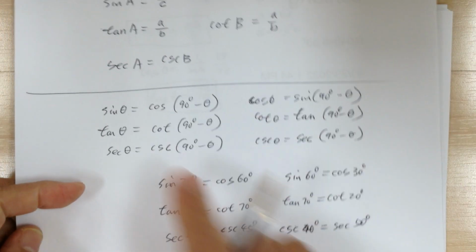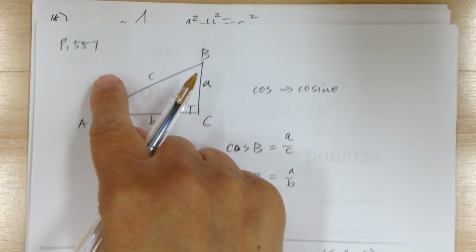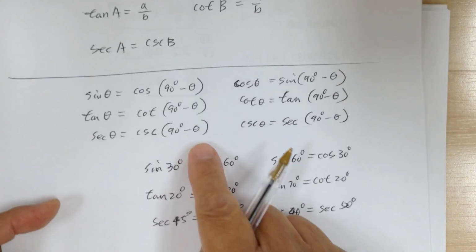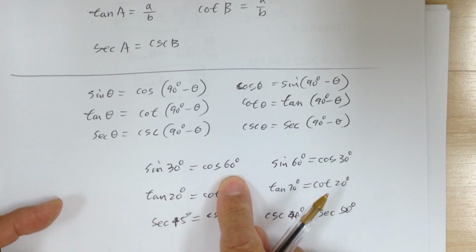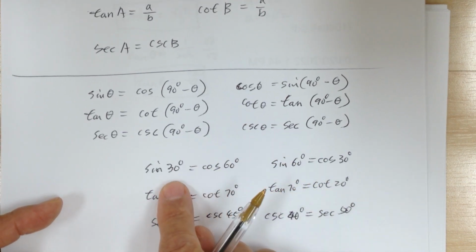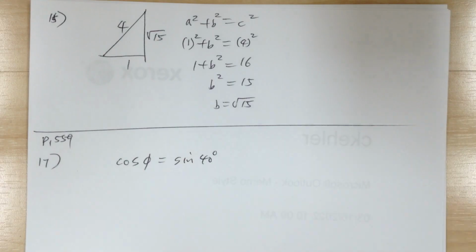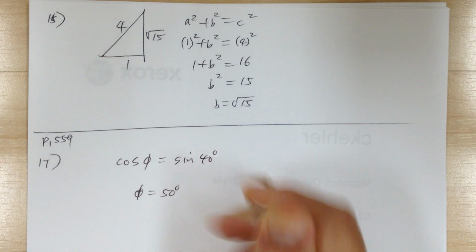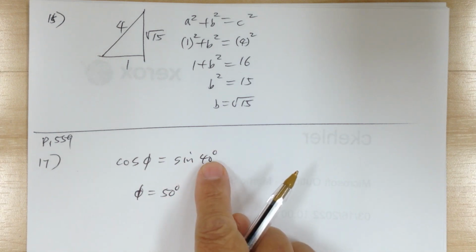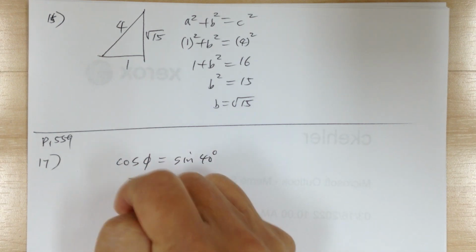So this is from page 557, and this is your cofunctions, the co-identities. Okay, so remember this. They have to be complementary angles. So therefore phi has to equal 50 degrees. So cosine of 50 equals sine of 40. Okay, and that's it.